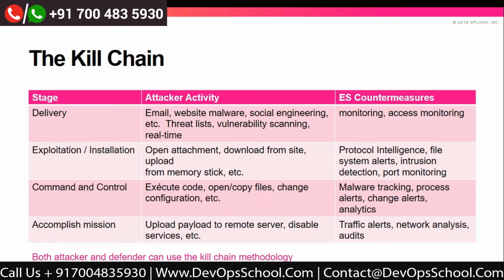Okay, so we already know what the kill chain process is. It is divided into 4 stages. First is the delivery stage, where the attacker delivers some malware or ransomware through email or social engineering, or gets access through vulnerability scanning. Then in the second phase, they exploit it or install the malware or ransomware. And then in the third phase, they get our data through the command and control center.